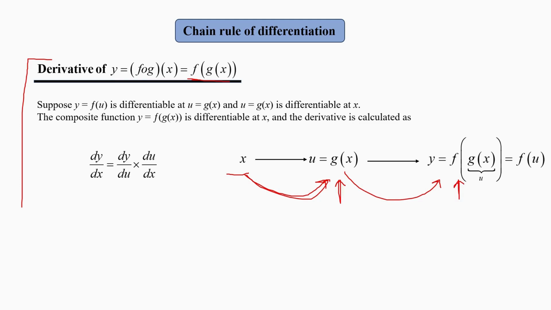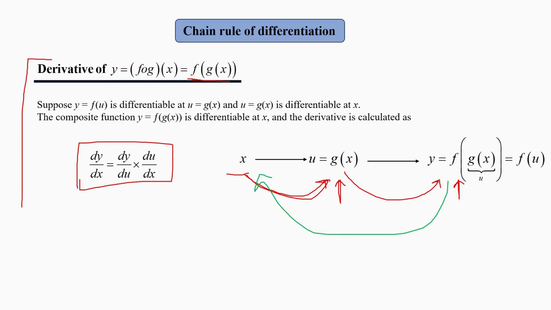Right? After identifying the layers of the function, we just assign g of x as a temporary variable u. Now our aim is to find the derivative of u with respect to x, and the derivative of f of u with respect to u. Then simply find the product. You will get the derivative of y with respect to x. Our chain will be completed. So this is basically the chain rule.